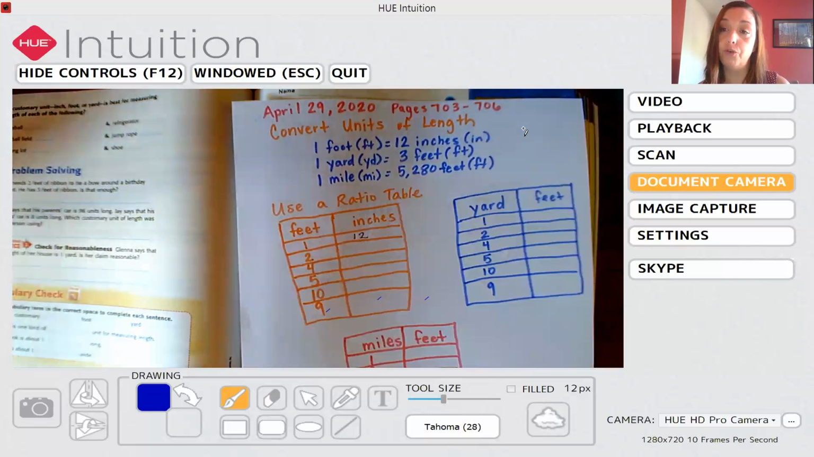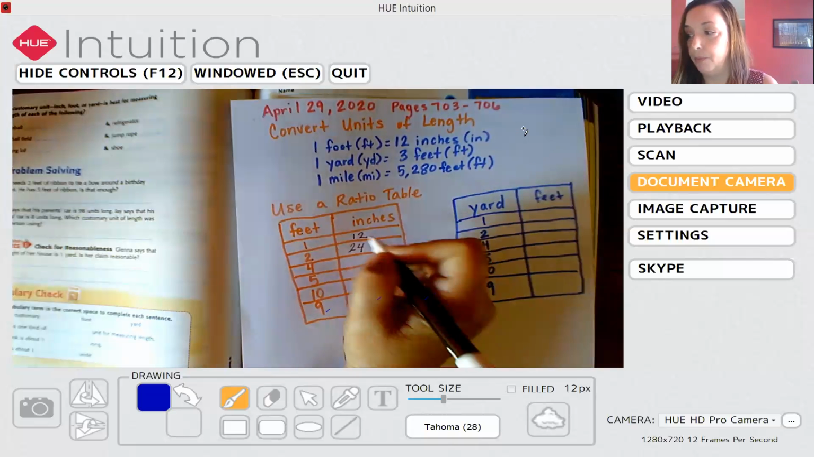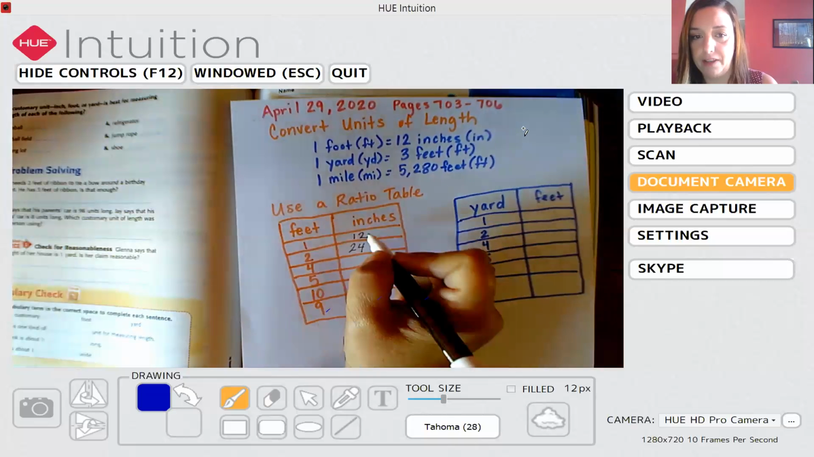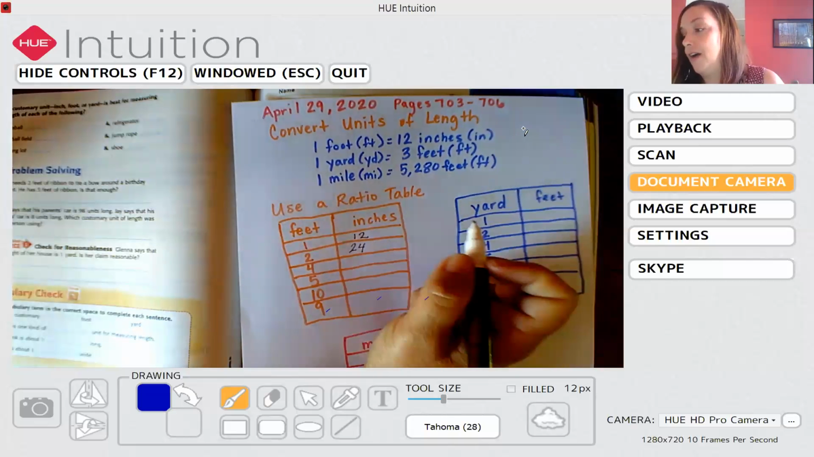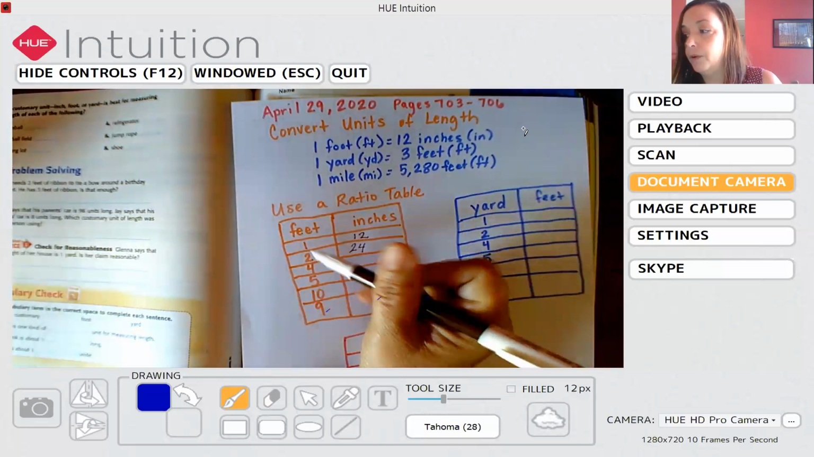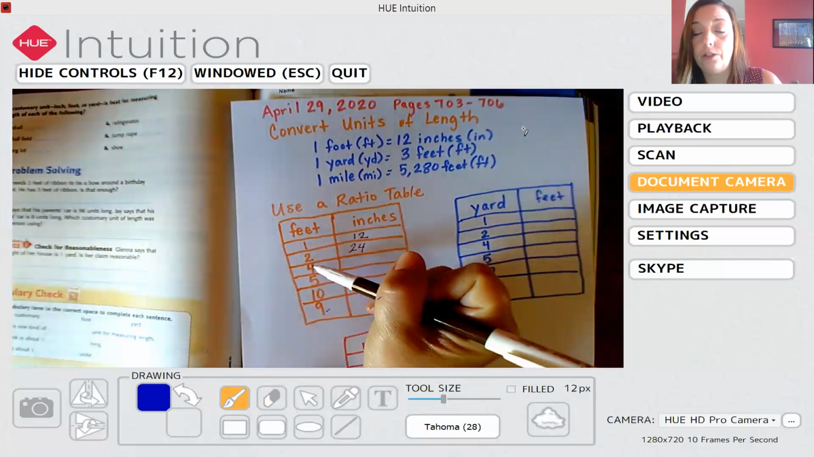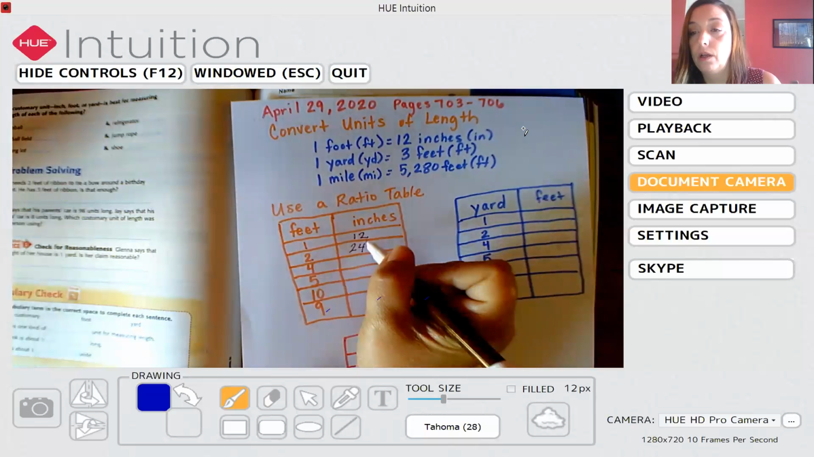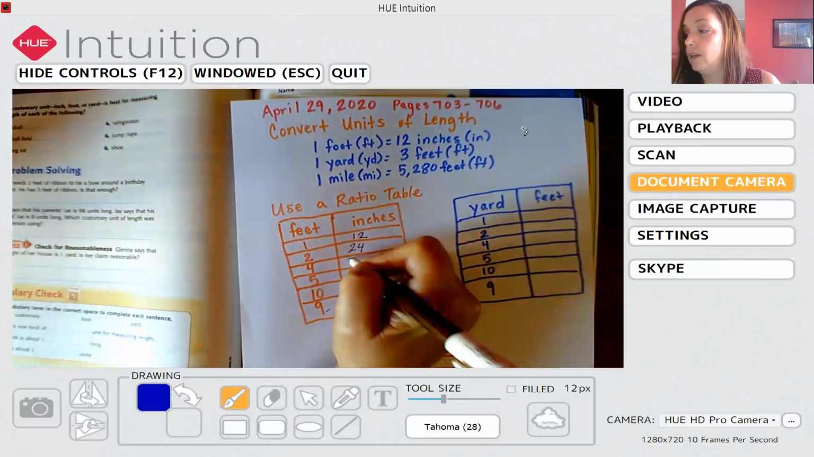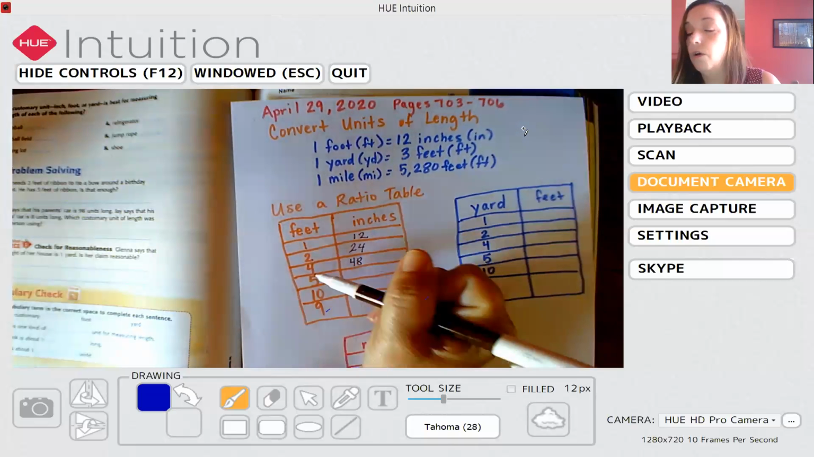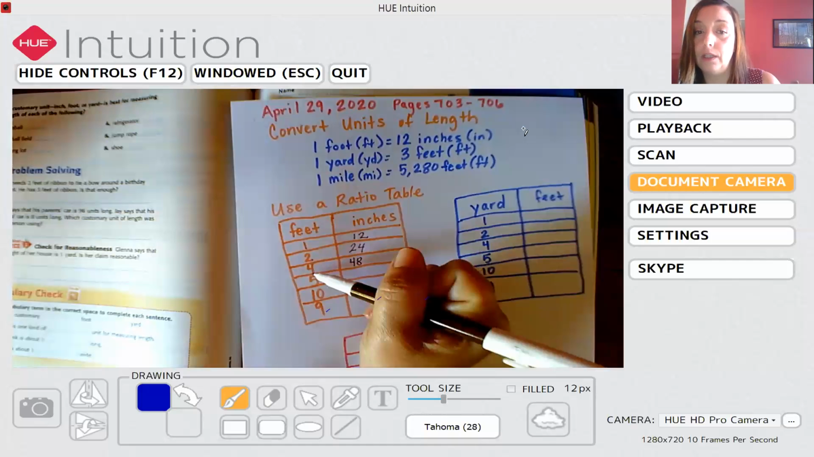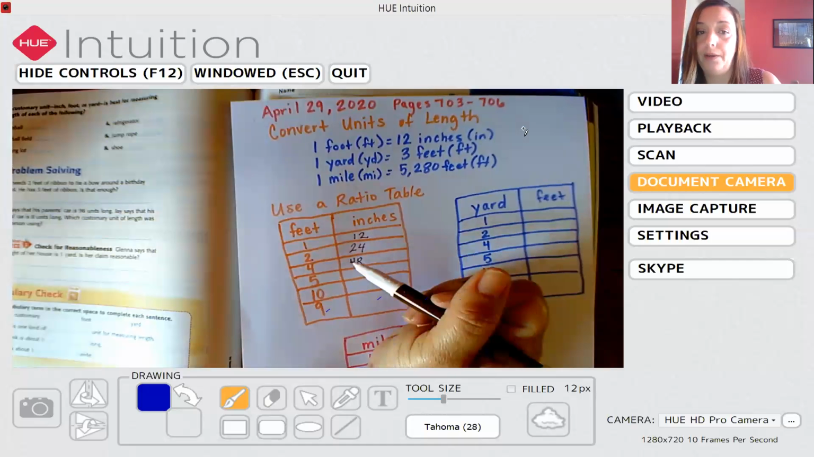So that means 2 feet would be 2 times 12, or 12 plus 12, right? Which is 24. Since I doubled the amount of feet, I double the amount of inches. Now if I have 4 feet, I doubled the amount of feet again, right? 2 times 2 is 4. So if I double the amount of inches, 24 and 24 would be 48. Or I could also think 4 times 12 equals 48, okay?